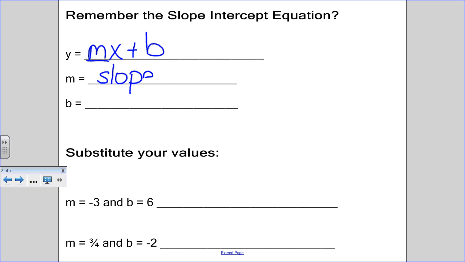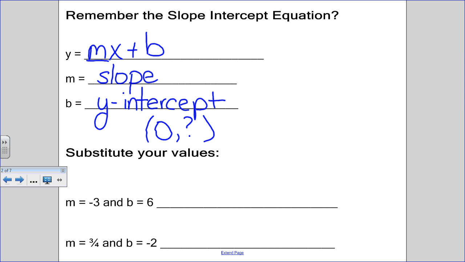And b stands for our y-intercept. Right, so this is the point where our line crosses the y-axis. So it's going to be something where x is 0, and we'll have a number for y. That would be our y-intercept.